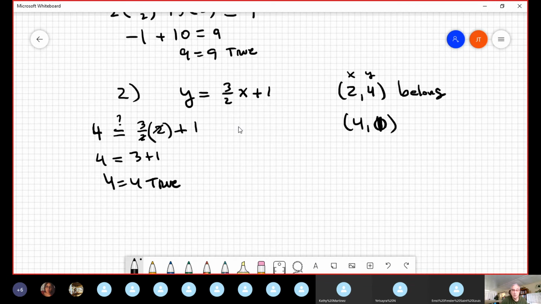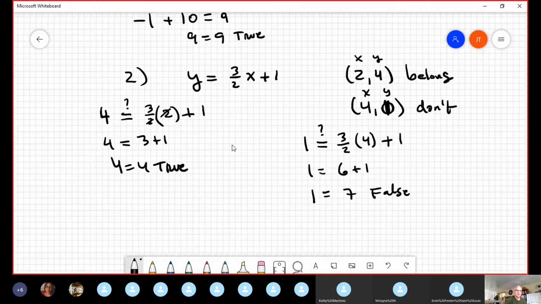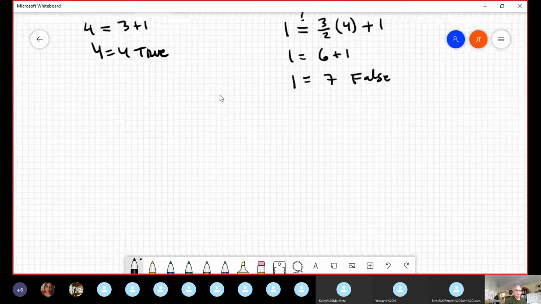Let me see 4, 1. And 4, 1 is y value is 1. X value is 4. Entonces, I need to prove que 1 is equal 3/2 times 4 plus 1. This is 3 times 4 is 12, divided by 2 is 6 plus 1. This is 7. This statement is totally false. Therefore, this point doesn't belong. This is easy, eh? Elementary.